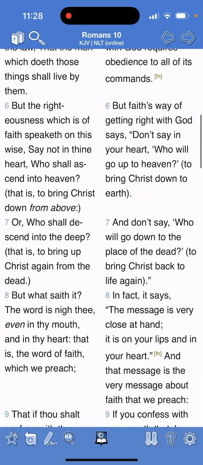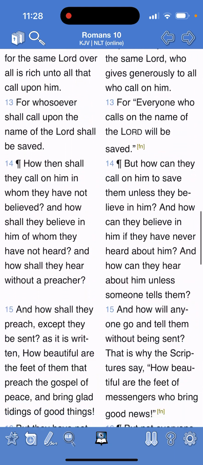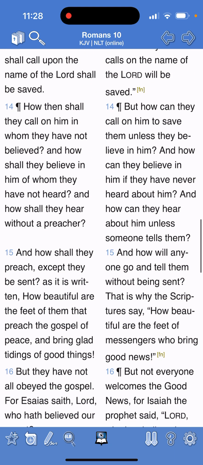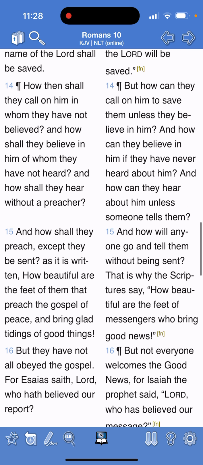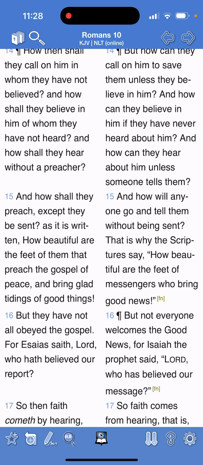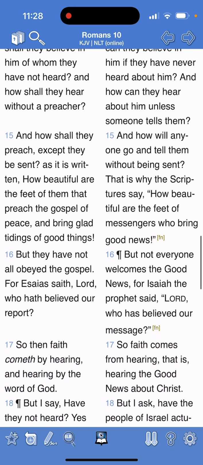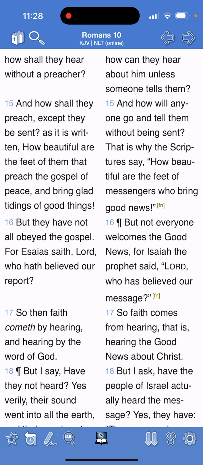But we're going to go down to Romans 10:14. It says, how then shall they call on him in whom they have not believed? And how shall they believe in him of whom they have not heard? And how shall they hear without a preacher? And how shall they preach except they be sent? As it is written, how beautiful are the feet of them that preach the gospel of peace and bring glad tidings of good things.